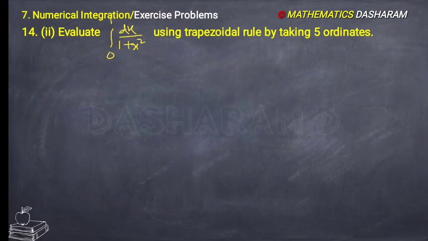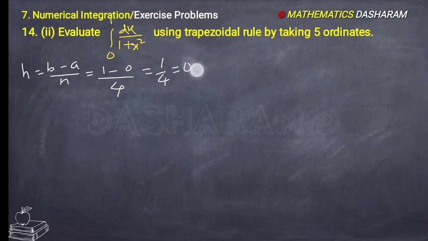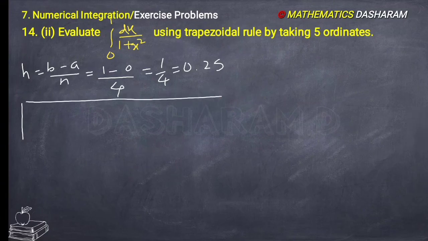Next, second question, evaluate integration 0 to 1 dx divided by 1 plus x square using trapezoidal rule by taking 5 ordinates. So h equals b minus a divided by n, b value 1 and a value 0 divided by 5 ordinates. 5 ordinates means indirectly 4 equal parts. So then n value is 4. So 1 by 4 equals 0.25. Next, draw a table, and you can observe this is the previous question function. So the same table because h value is also same.